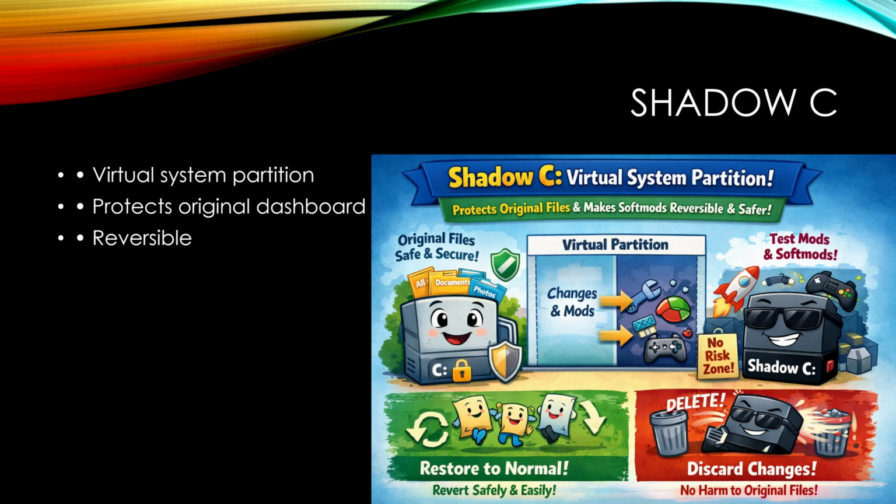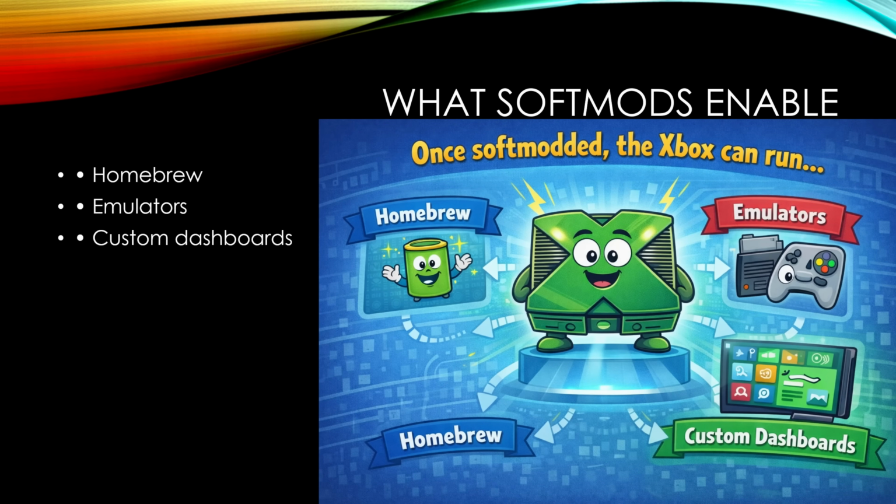Shadow C is a virtual system partition. It protects original files and makes Softmods reversible and safer. What does Softmod allow you to do? Once soft-modded, the Xbox can run homebrew, emulators, and custom dashboards.